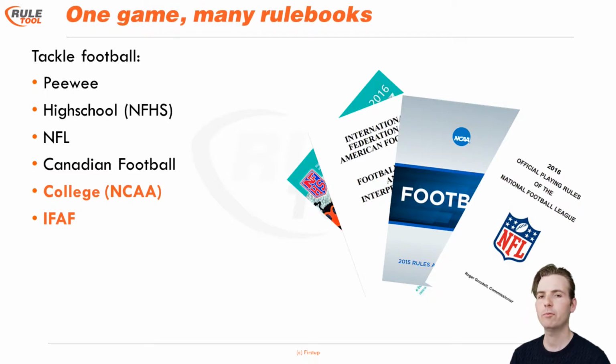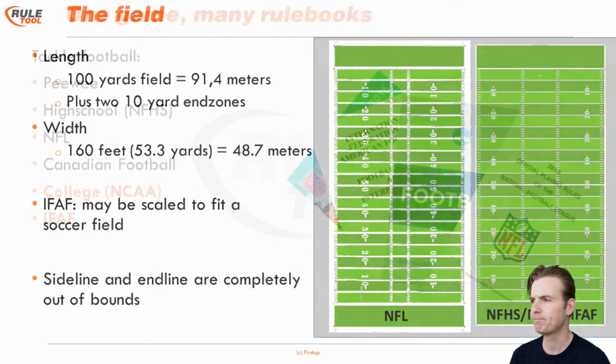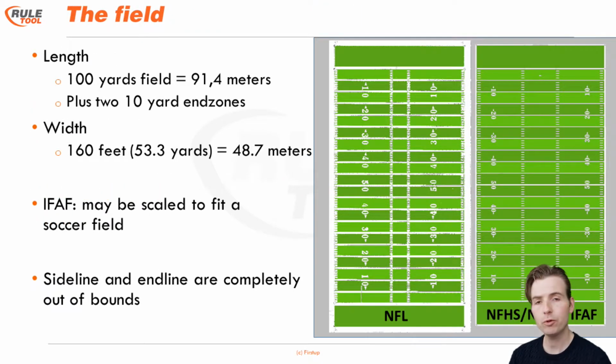The first thing we need to have before we can start to play a game is of course to agree on a set of rules. There are several rule books for American football, as you probably know. We have rules for Pee-wee, the very young players. We have high school rules, NFL rules for the professional league, Canadian football, which is a different type of game, college, NCAA rules and IFAF rules. And because IFAF rules and college rules are used internationally the most, I'll focus on those rule books during this academy. Of course, we also need to have a field to play on.